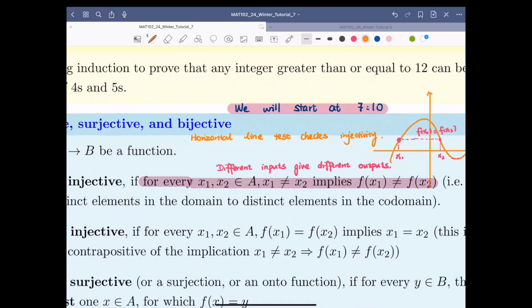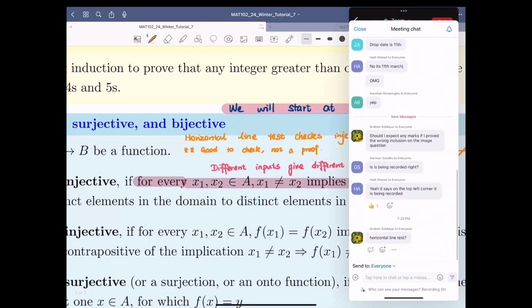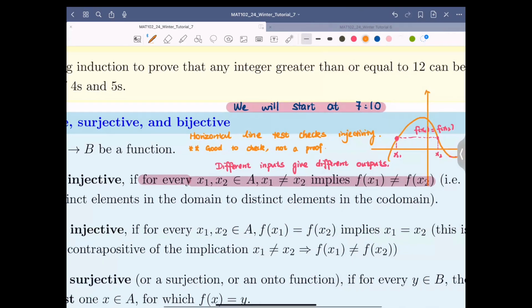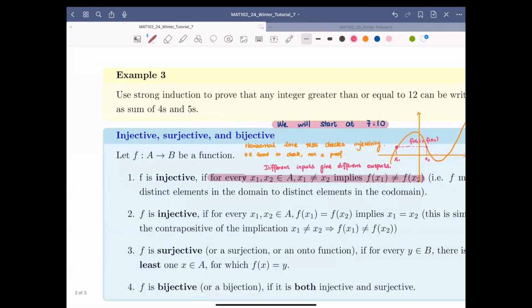So let me write it down, because if I don't write it down, people will use it as a proof. So good to check, but it's not a proof. So you can use this to justify in your calculus course, but not in 102. In 102, what do you do? You use a definition. So this is the first definition you can use, which is different inputs will give you different outputs.